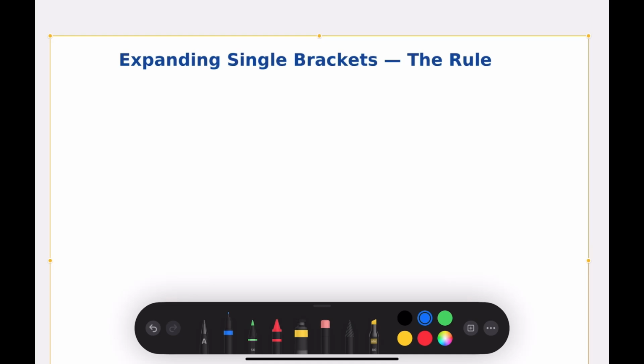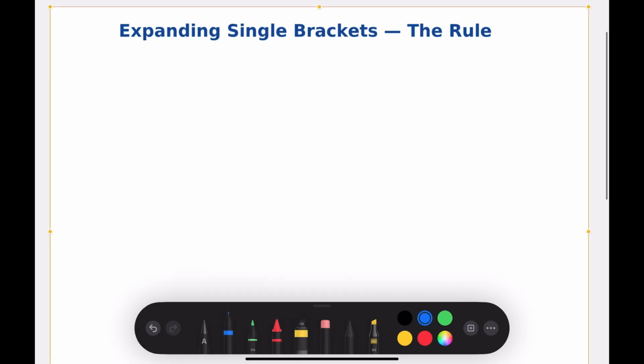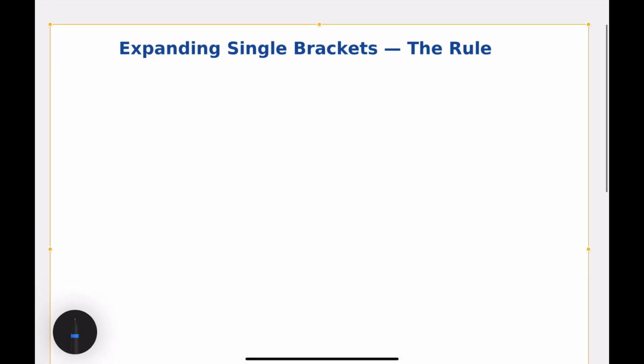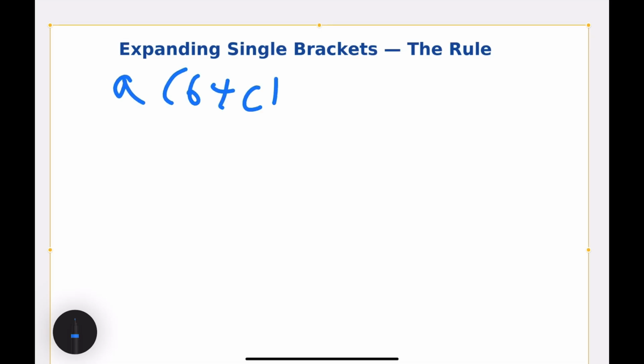Struggle with brackets? In this video you'll expand any single bracket, even with negatives and fractions. So let's get started. The rule for expanding single brackets is that a(b + c) is equal to ab + ac. So let's do an example.